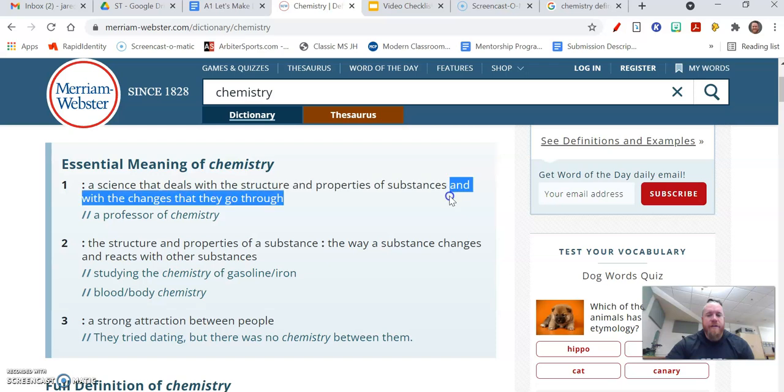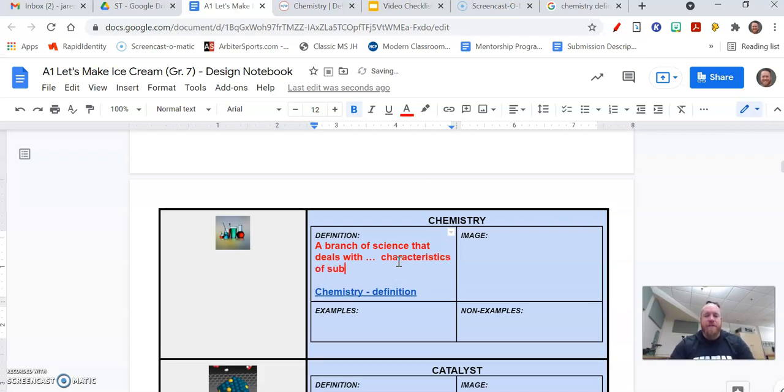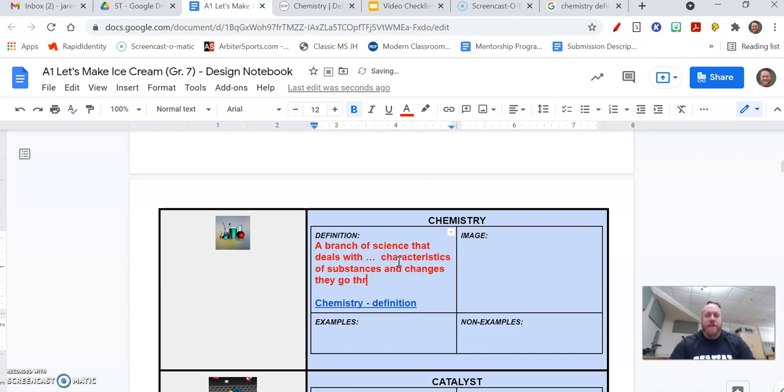And changes that they go through. So I want to put that into my own terms a little bit. A branch of science that deals with properties. I'm going to change that to characteristics, a word I understand a little bit better, of substances and changes they go through. So there's my definition of chemistry.